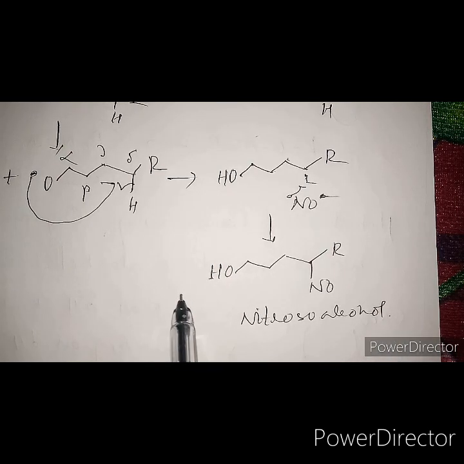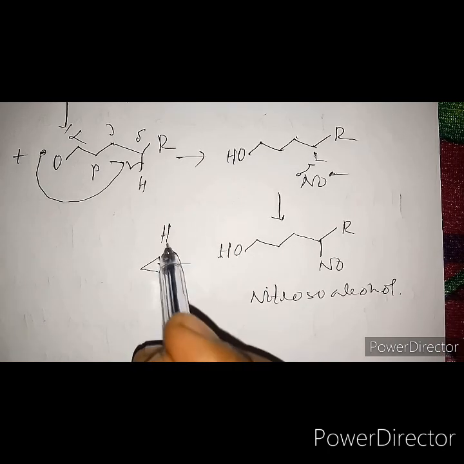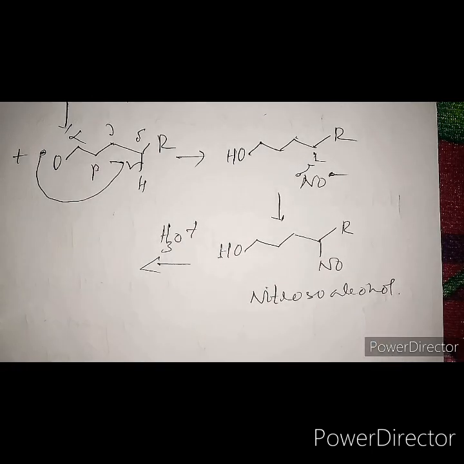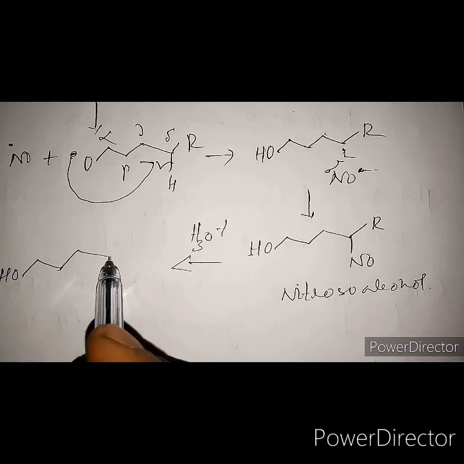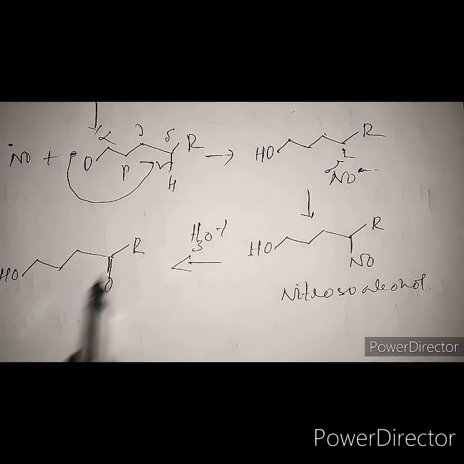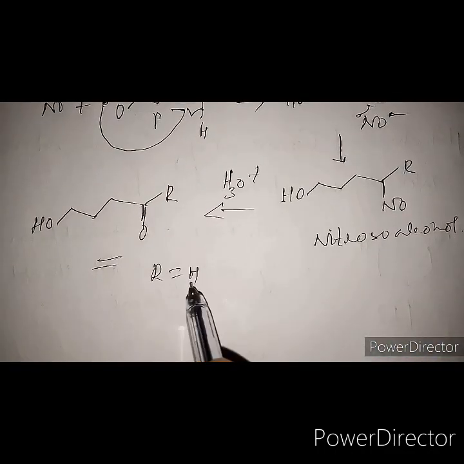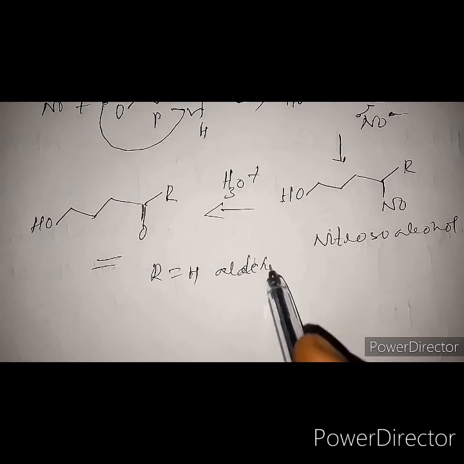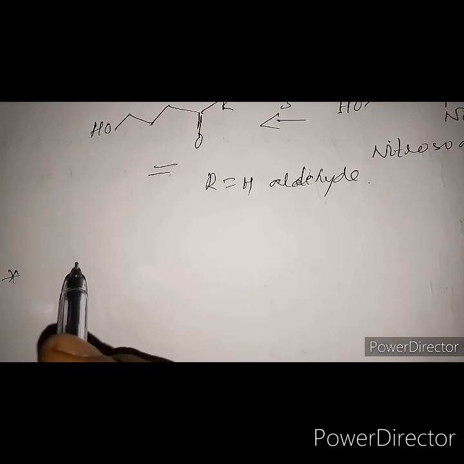Now this nitroso alcohol, so this is actually the Barton reaction, the conversion of an organic nitrite into a nitroso alcohol, and the application is that this nitroso alcohol will undergo hydrolysis with a weak acid to give a ketone. If the R group is H, we will get an aldehyde as a product. So, another important reaction.